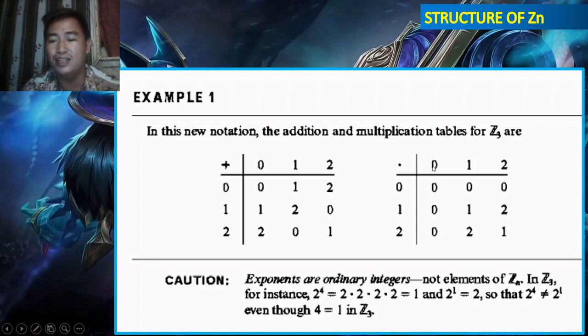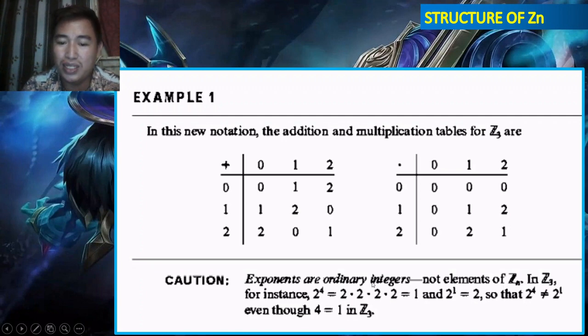Then in the product class, the exponent is 0 there, and the constant is 1 there. The last is 1, and then the constant here is 2. Correct? 1 times 1 is 1. 1 times 2 is 2. Caution: exponents are ordinary integers, not elements of Zn.